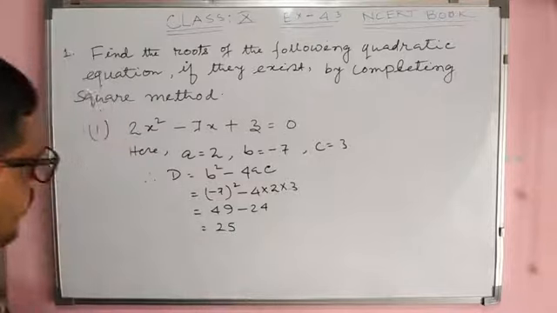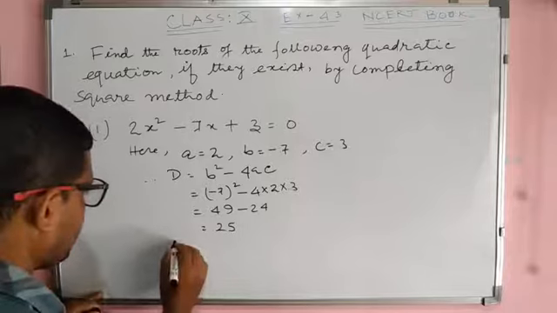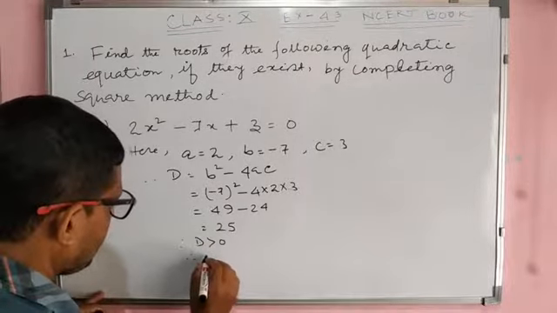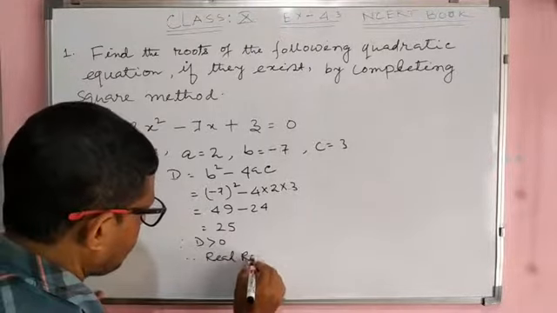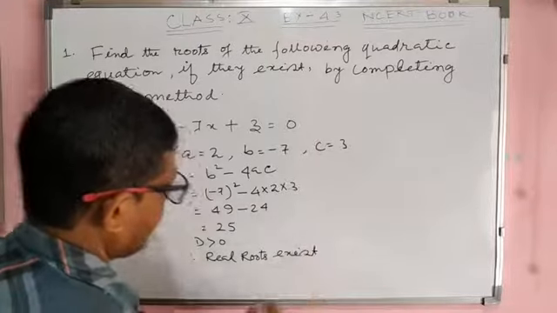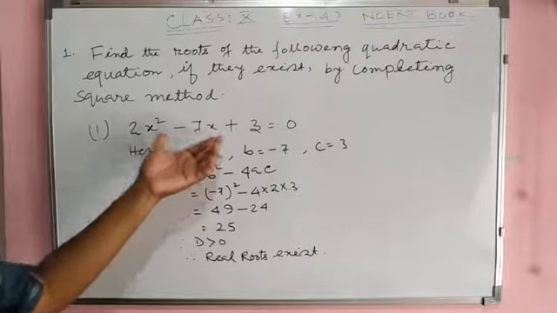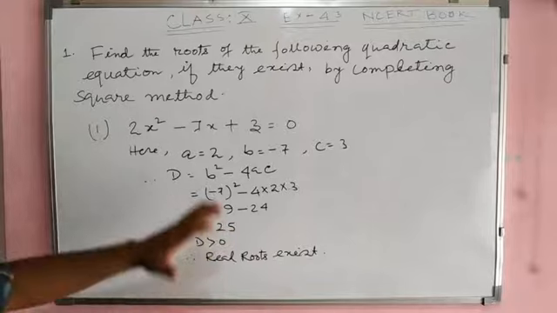And it will be 25. So you have seen that D is greater than 0. Therefore, since D is greater than 0, real roots exist. So we have seen that the equation has real roots. So now we can apply the completing square method.